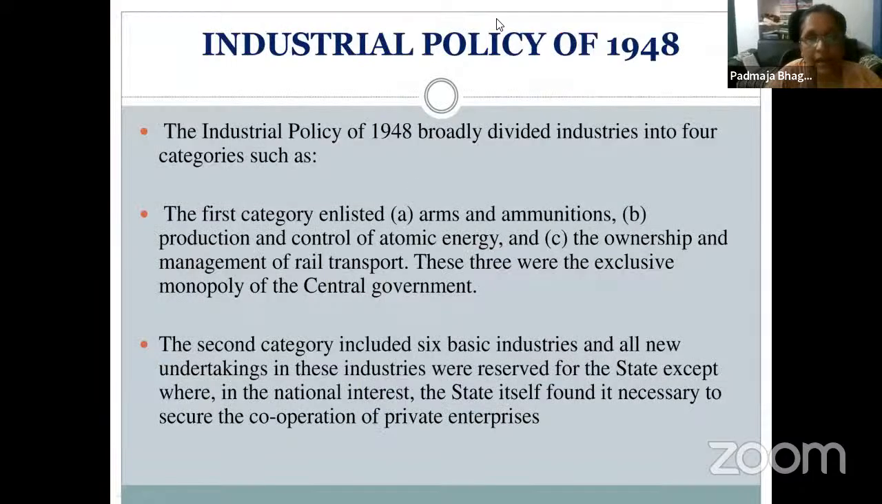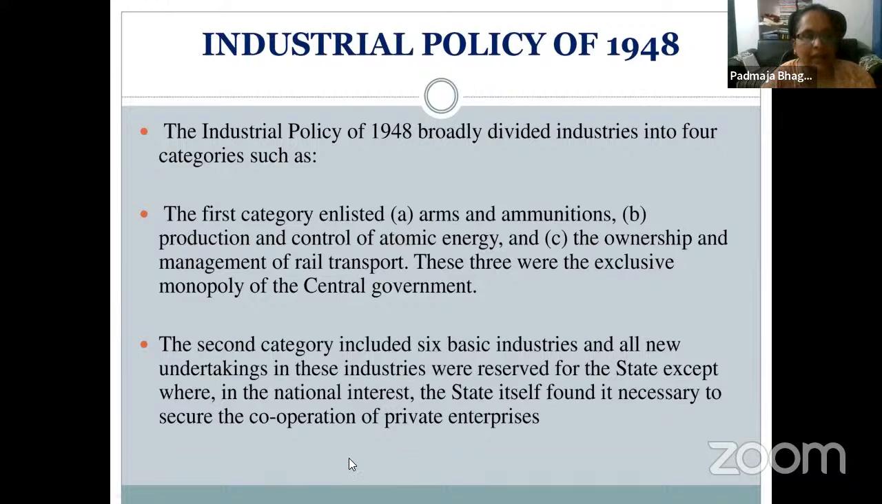Next, the industrial policy of 1948. Just now I showed it is broadly in four categories. These three were exclusively the monopoly of the central government. Only the central government can maintain them, no private sector can do it, because huge capital is needed to make all these things.